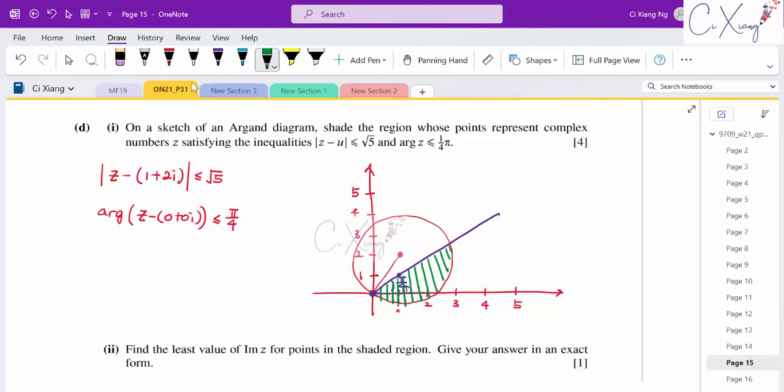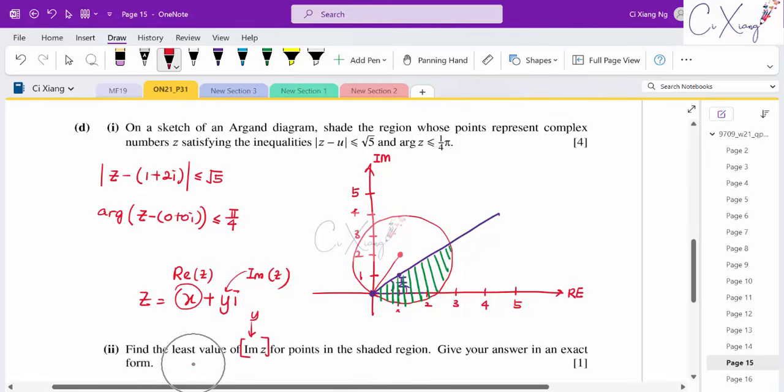Alright, so this is the diagram that we have. Don't forget to label it. For an Argand diagram, the x-axis is the real part, and the y-axis is the imaginary part. Then next one: find the least value of the imaginary part of z. When you talk about the imaginary part of z, that means the y, because I'm having x plus yi as a complex number. This one we call the real part of z, and the imaginary part will be the y only.